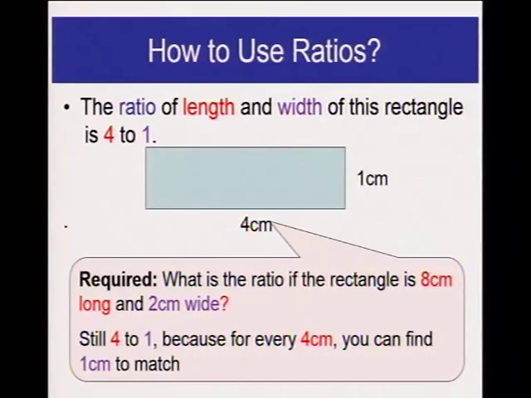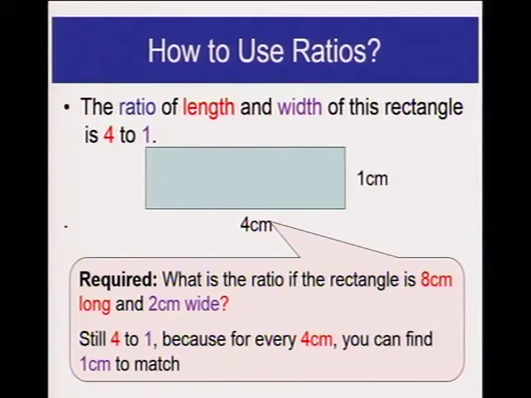Well, let us look at another example. In this example, we are saying the ratio of length and width of this rectangle is 4 to 1. What does that mean? It means the length could be 4 centimeters, it could be 4 meters, but whichever the case may be, the width should be either 1 centimeter or 1 meter. That is, if we are using centimeters, we use centimeters both for the length and for the width, and if we are using meters, we do the same.